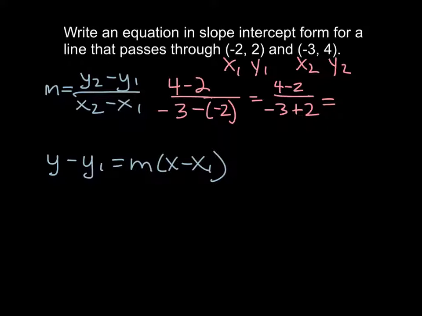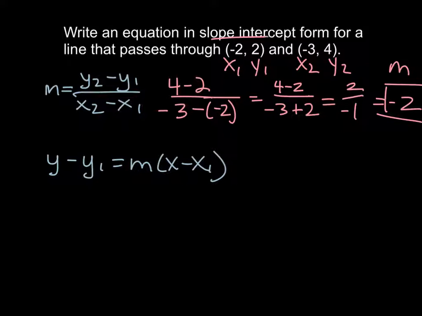On top, 4 minus 2 is 2. On the bottom, negative 3 plus 2 is negative 1. So in this case our slope is negative 2. And remember, slope is m. Now I have m, and if I look back at the problem I have 2 points. It does not matter which one you choose. You can pick either one.